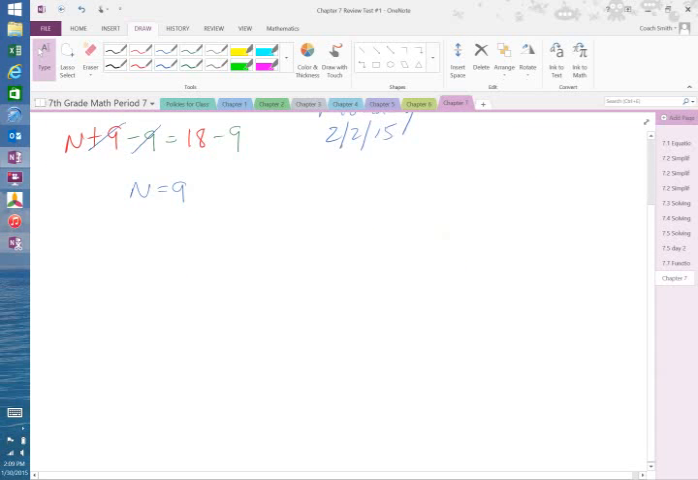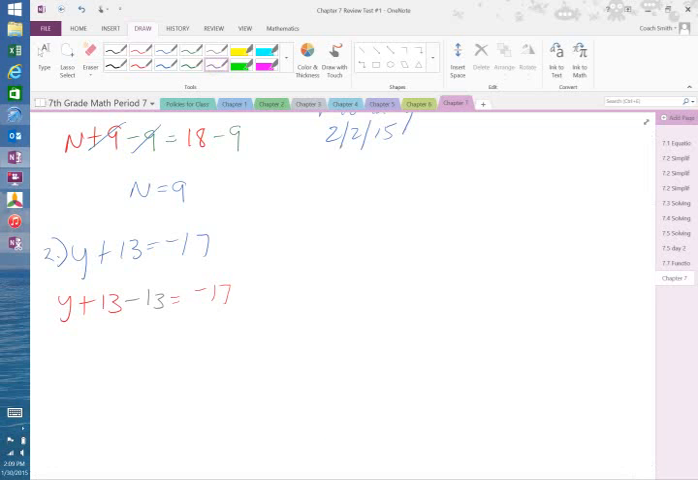All right, number 2. Number 2 says y plus 13 equals negative 17. Okay? Cameron, what'd you get? Y equals negative 30. That is correct. Here is y. We're going to take y plus 13, and we're going to subtract 13. Then we have equals negative 17, and we're going to subtract 13.